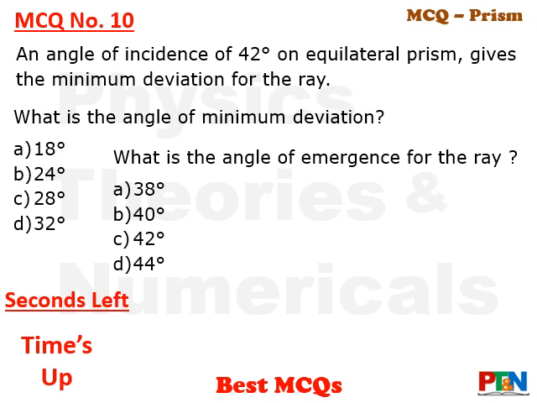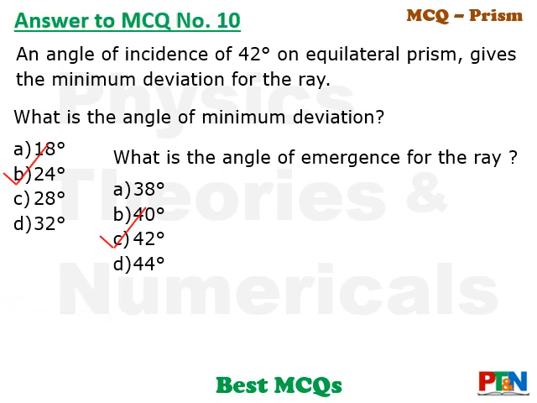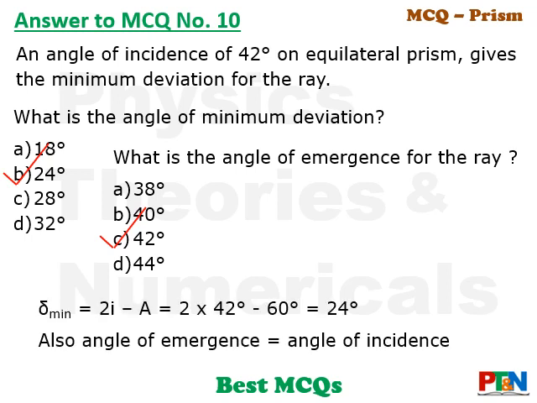Time's up. Let's see the answer. The first one, minimum deviation is 24 degree and angle of emergence is 42 degree. Let's understand. See, for delta minimum, that same old formula that you know, delta minimum is equal to 2i minus A. You put the values, you get the value of delta minimum. Easy. The second MCQ, what is the angle of emergence of the ray? Angle of emergence is the same as angle of incidence. So that also will be 42 degree.